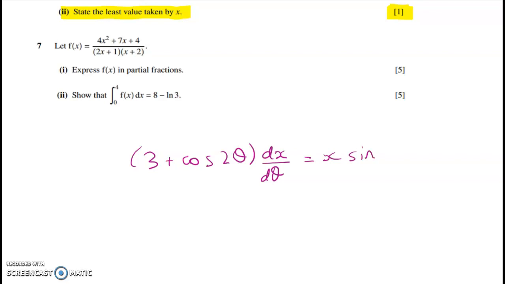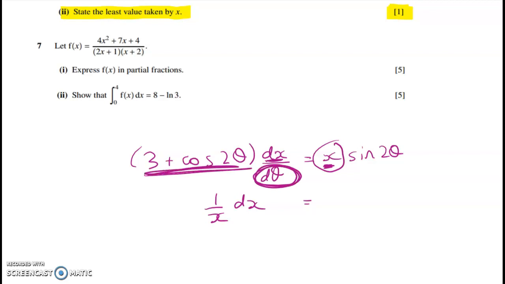And we're going to get all the stuff with x onto one side and all the stuff with theta onto the other side. So working first with the x stuff, we've got dx here. So we're going to divide both sides through by x. That will give me 1 over x dx. I'm going to multiply both sides through by this, and I'm going to divide both sides through by this. And that gives me sine of 2 theta over 3 plus cos of 2 theta d theta.